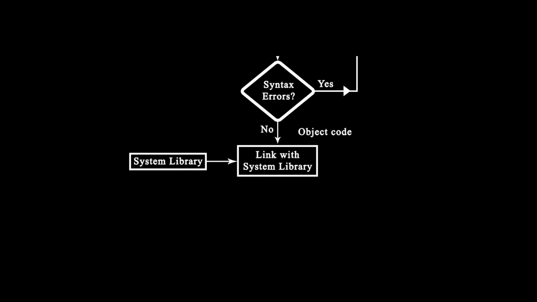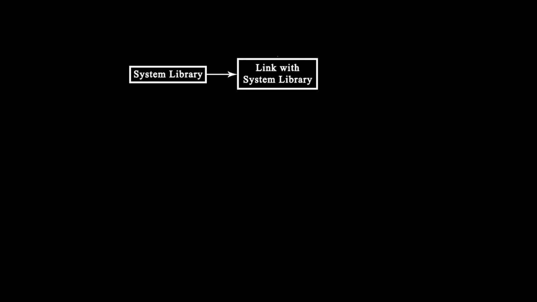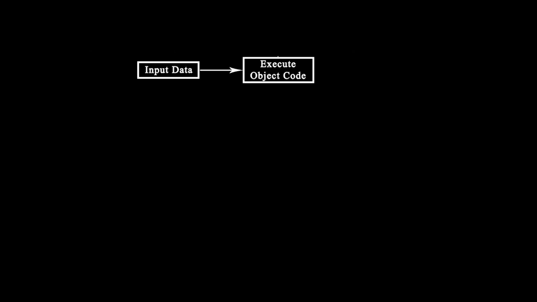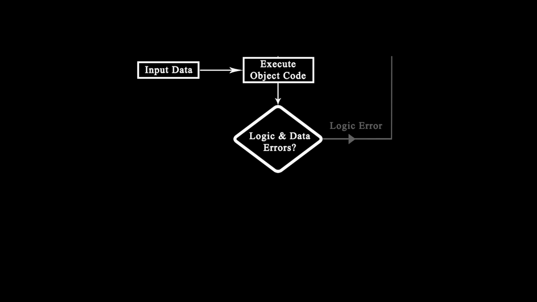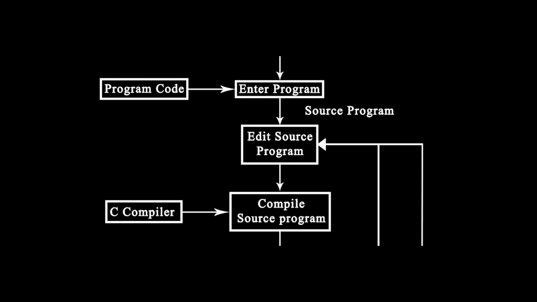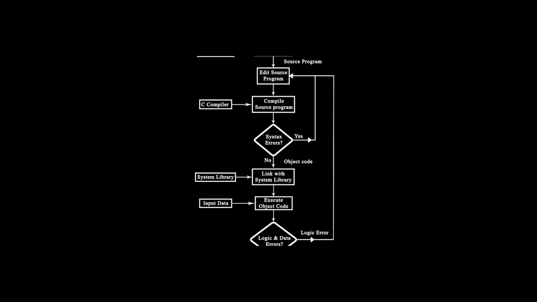Then if there are no errors, the compiler will link the system libraries to the program through the link section, and then I'll be executing my code. While executing my code, my program will prompt me to input the data, and then it will check for logical and data errors. If there is any logical error, I'll be prompted to go back to my edit source program block, and then again I'll be checking if there are any errors or not.